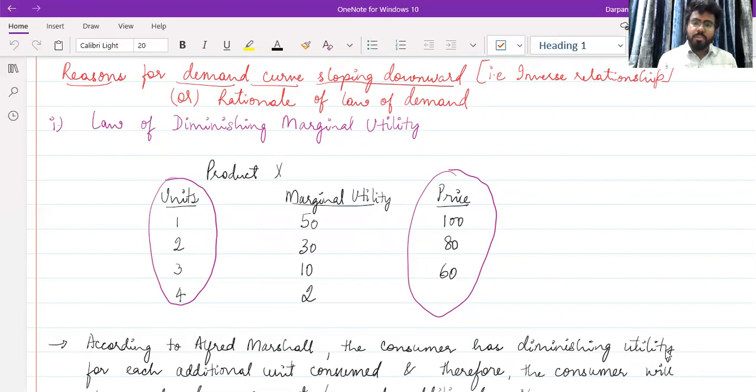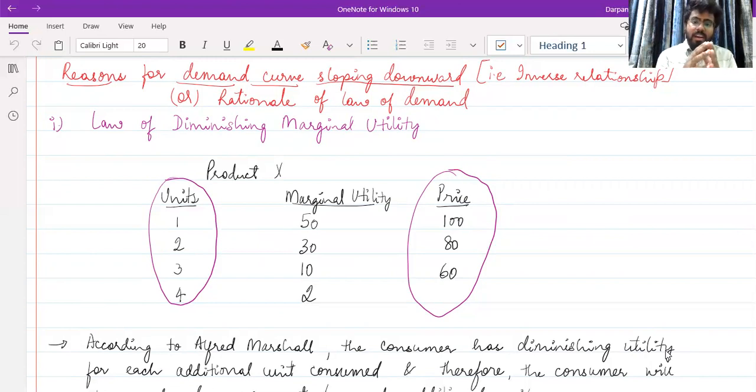If I paid 100 for the first unit, will I pay 100 for the second unit also? Obviously no. The second unit is giving me lesser utility, so why will I pay the same amount? I will purchase a second unit only if the price is being reduced. You're understanding? At 100 rupees, I paid 100, got utility of 50, right? 100 ko 50 utility mili.